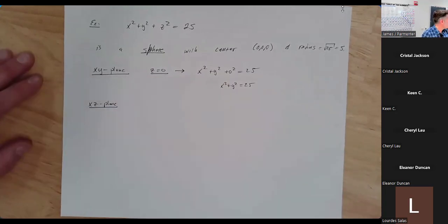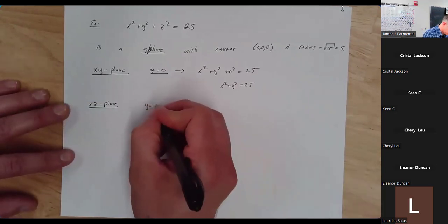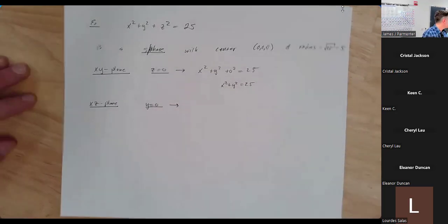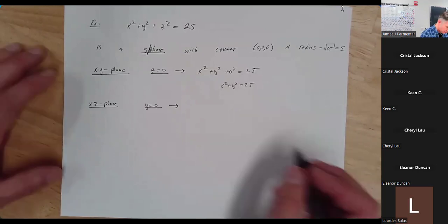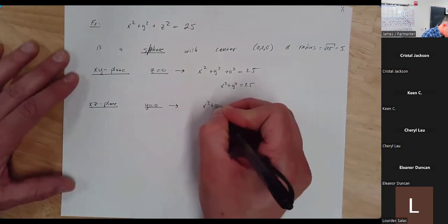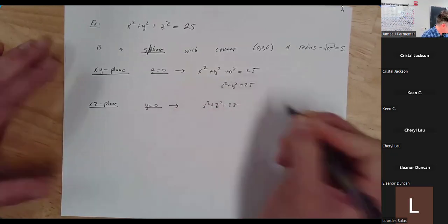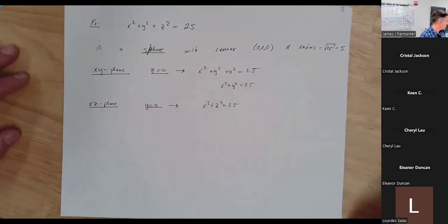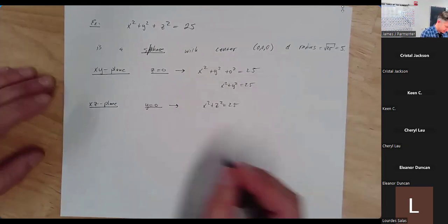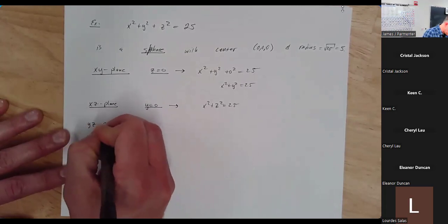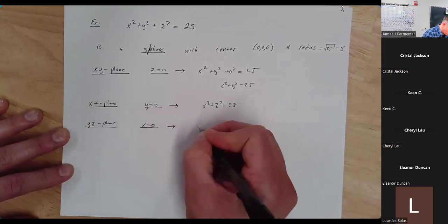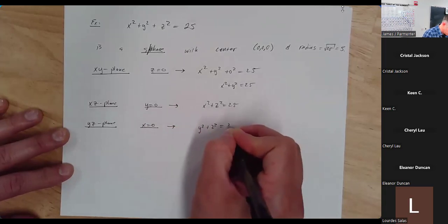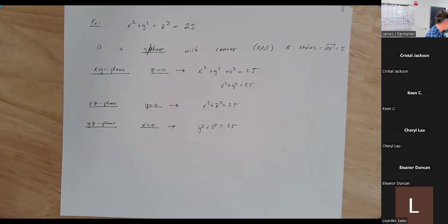How about in the xz plane? Now which one gets to be zero? You guys are like, he knows what it is, come on. Yeah, it's y. Whatever variable's missing, that's the one that gets to be zero. So I'm going to have x squared plus z squared equals 25, still a circle of radius 5, just in a different plane. And not surprisingly, in the yz plane, where we let x equal zero, same result. We get y squared plus z squared equal to 25, still a circle of radius 5.